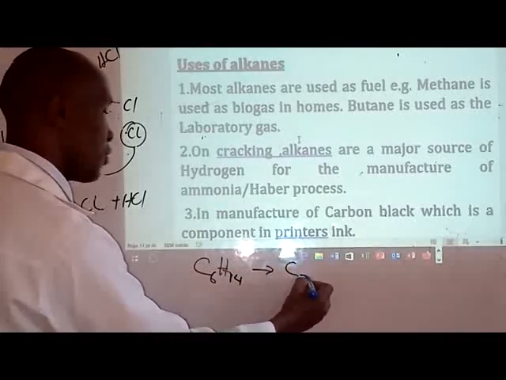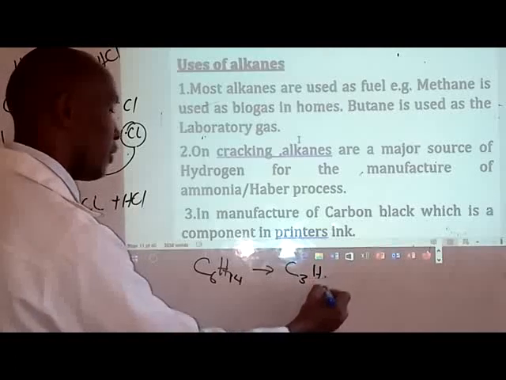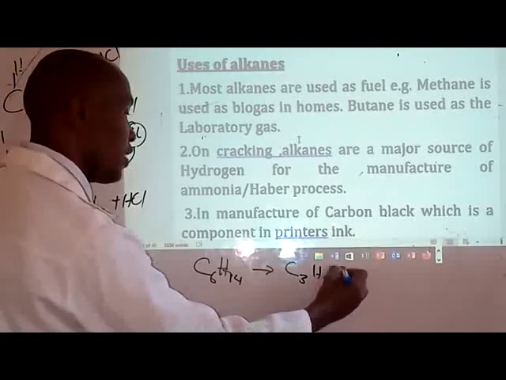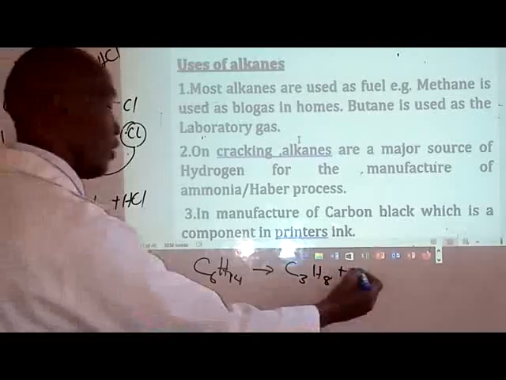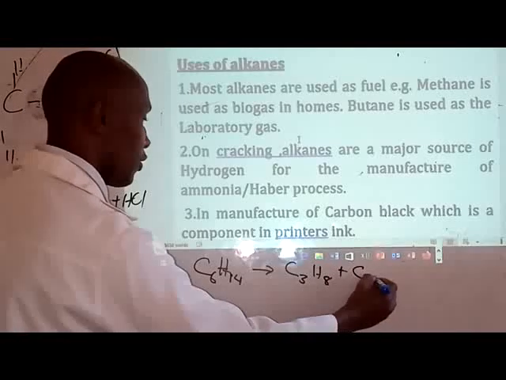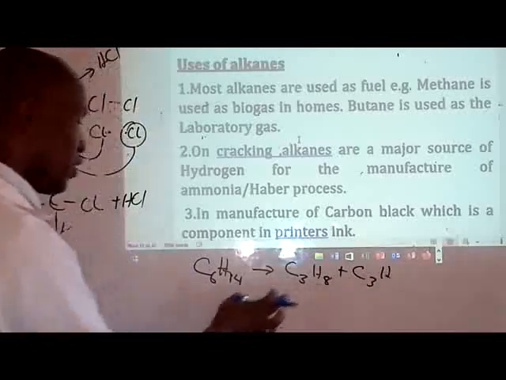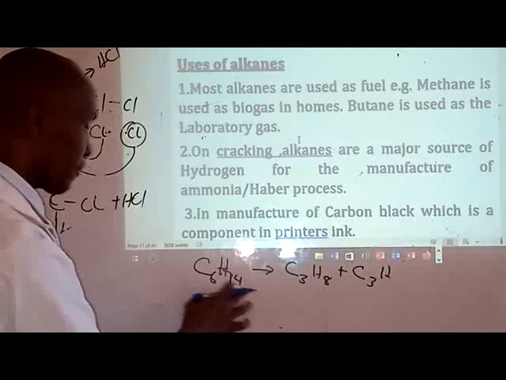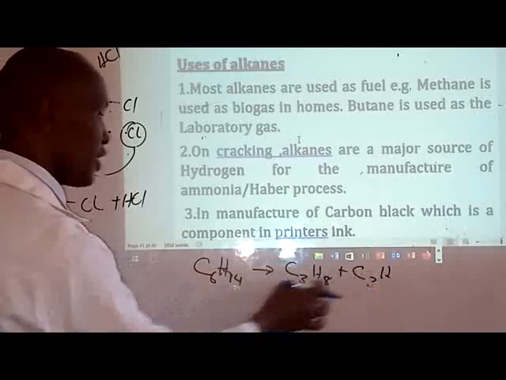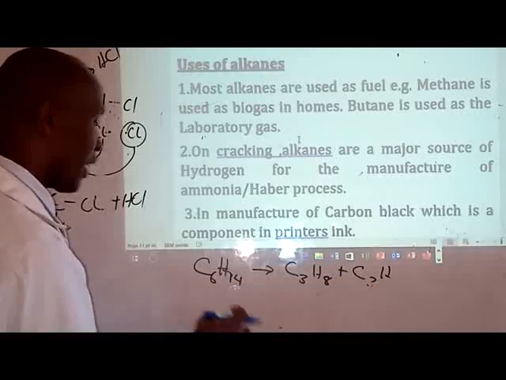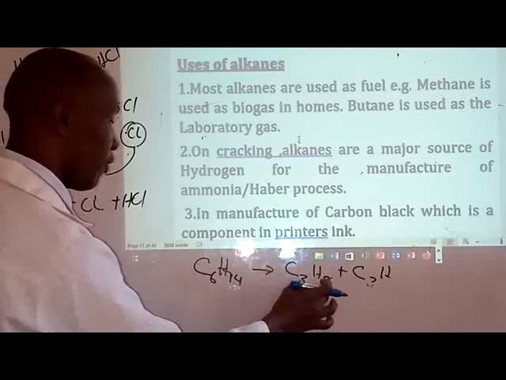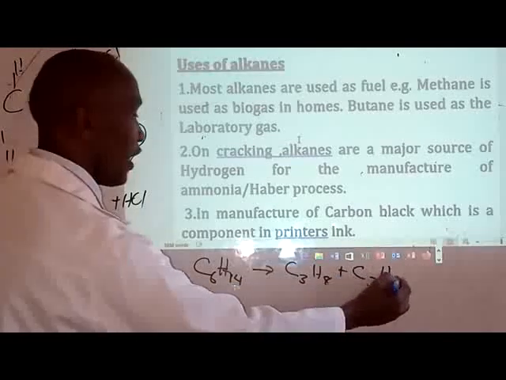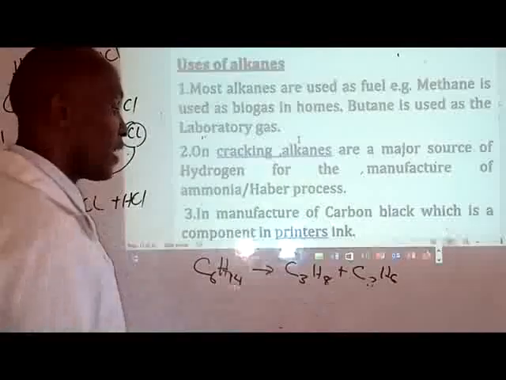So if it breaks to C3H8, what will be the next thing? The next thing will be C3H6. Now I need to balance. The six carbons are accounted for. Hydrogens have only 8. I remain with 6 so that they can be 14. I guess something like that.